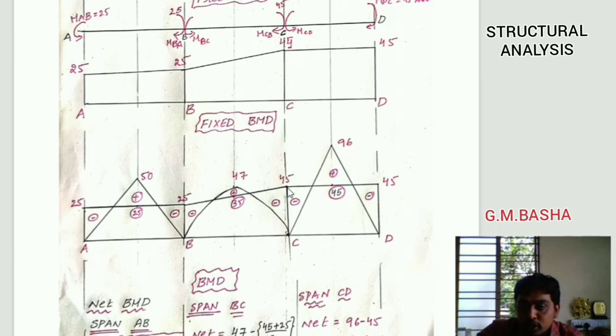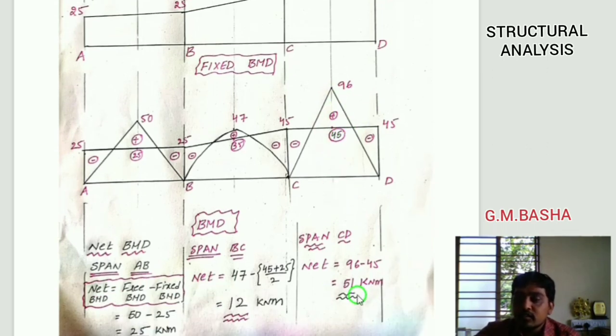Why? Because at the C position it will be 45, at the D position it will be 45. Wherever in the entire span CD you take, here it will be 45 only, here 45 only, at the center also 45, at the 2 meter point also 45. So finding the ordinate point for the fixed bending moment is not difficult here, because both are the same value. Wherever you take, you will get exactly the same value in the entire span. Then you can remove that value from the free BMD. So 96 minus 45, and then you will get a net bending moment which is 50 kilonewton meter.